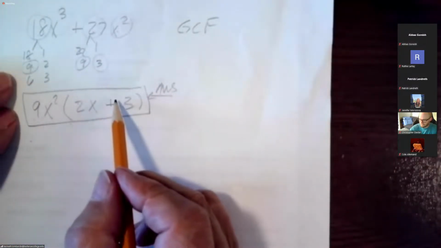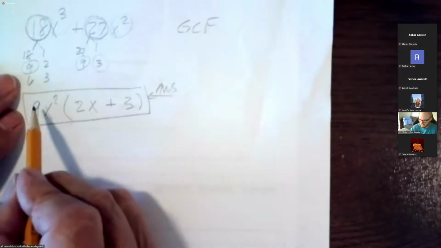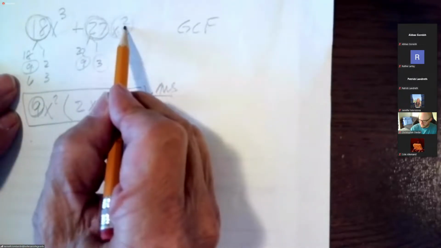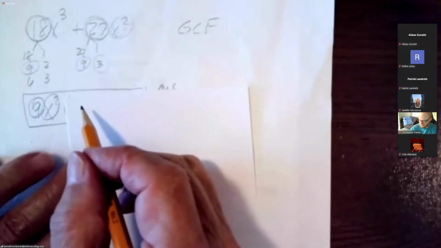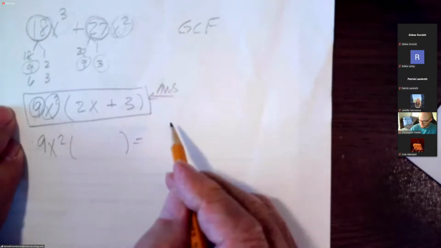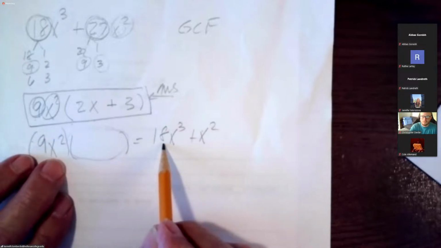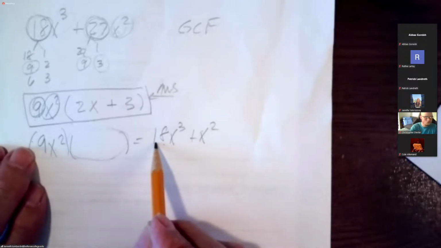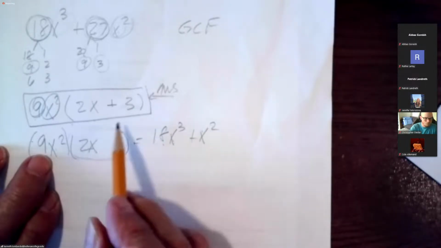Okay. How did you get the 2x plus 3 again? Good question. Well, when I factor the leading coefficient 18, I ended up with 9. That's this value here. And then I take out the x squared. That's this value here. So if I cover this up and say 9x squared times what gives me 18x cubed plus 27x squared, I have to figure out what I have to put in here. So 9x squared times what gives me 18x cubed? 9 times what gives me 18? 2. x squared times what gives me x cubed? x. And the second term.